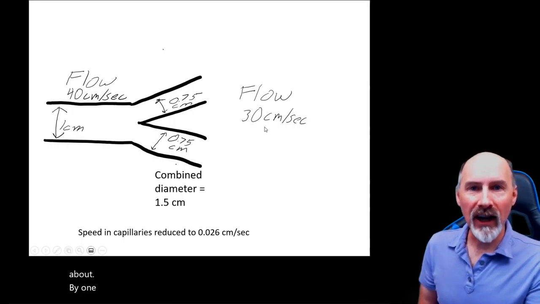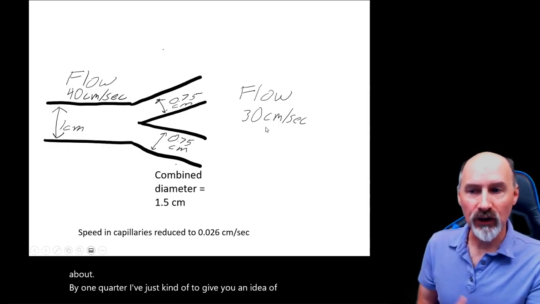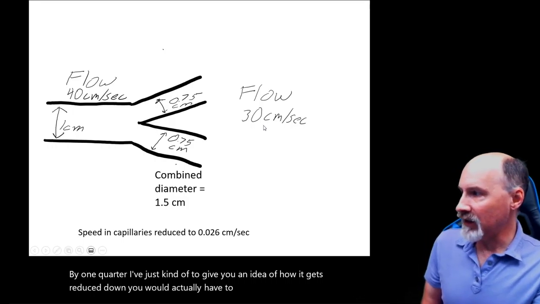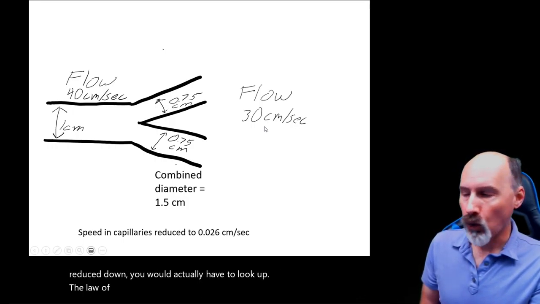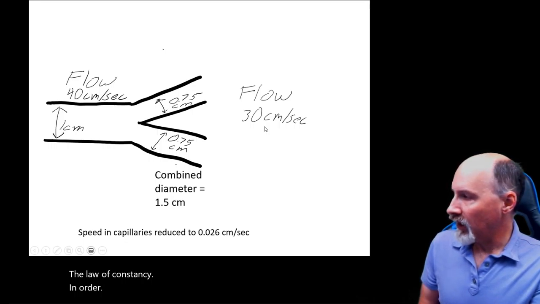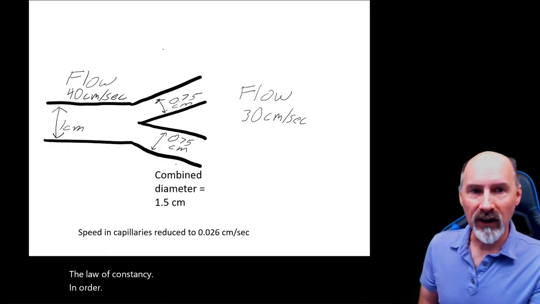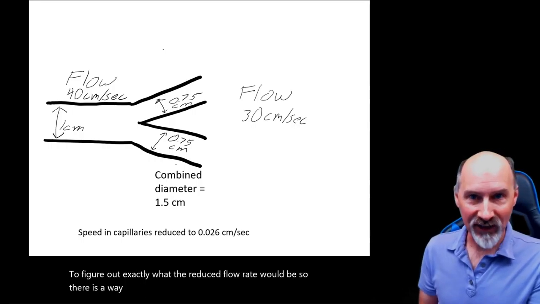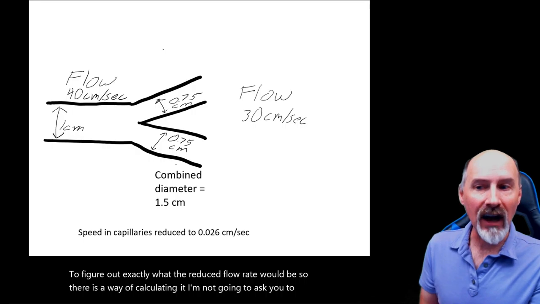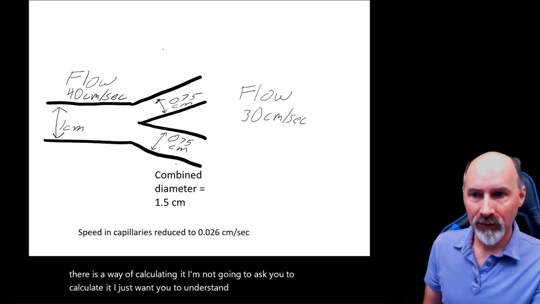Again, just to give you an idea of how it gets reduced down, you would actually have to look up the law of constancy in order to figure out exactly what the reduced flow rate would be. So there is a way of calculating it. I'm not going to ask you to calculate it. I just want you to understand the concept behind it.